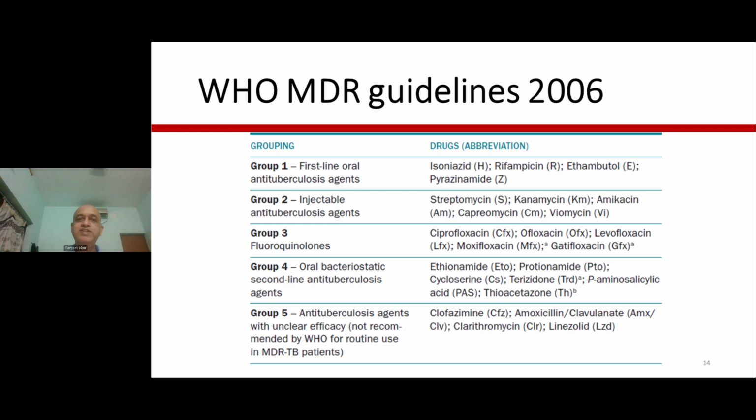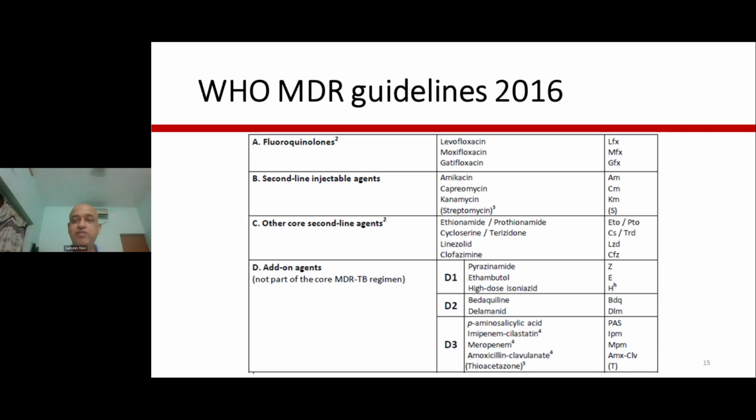But by 2016, the whole classification changed. More evidence was generated, which suggested that maybe the fluoroquinolones are better than the injectables. So the fluoroquinolones went to the top of the list. Injectables came down. The other drugs also went down. The new drugs like bedaquiline and delamanid got included in the list, and we started talking of new regimens at this point.